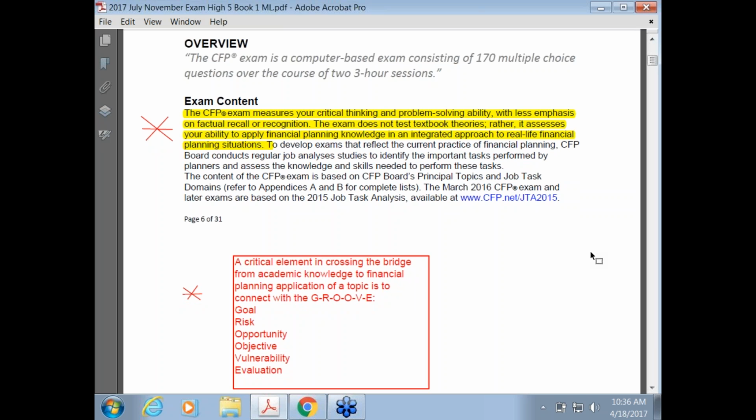All right, so this is a page right out of a booklet that CFP Board publishes, and it's an exam candidate handbook that you can get through their website, cfp.net.